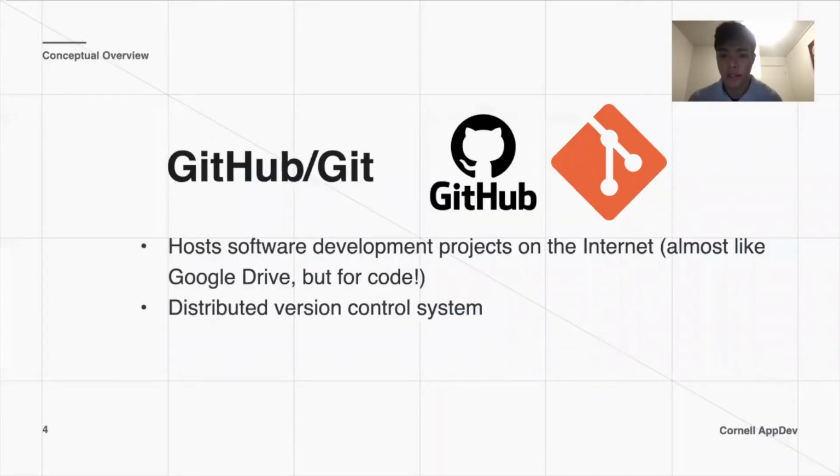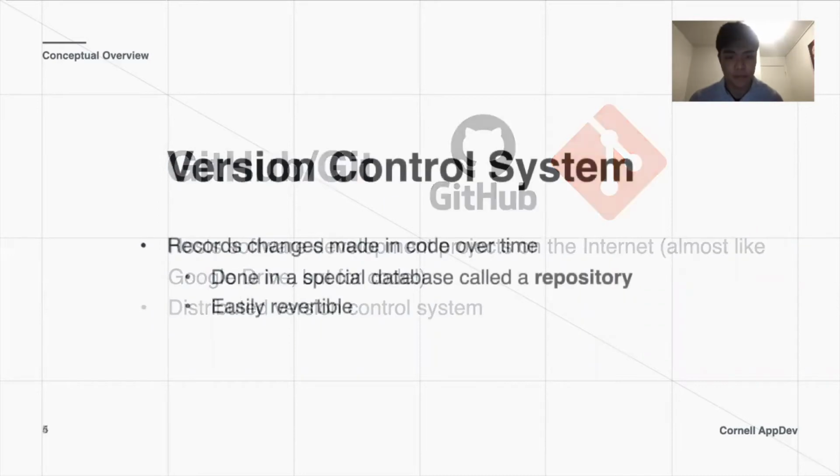Now, GitHub uses this thing called Git. And what exactly Git is, is a distributed version control system. Now, don't let this word scare you. I'm going to explain a bit about what it is. So yeah, let's move on to that.